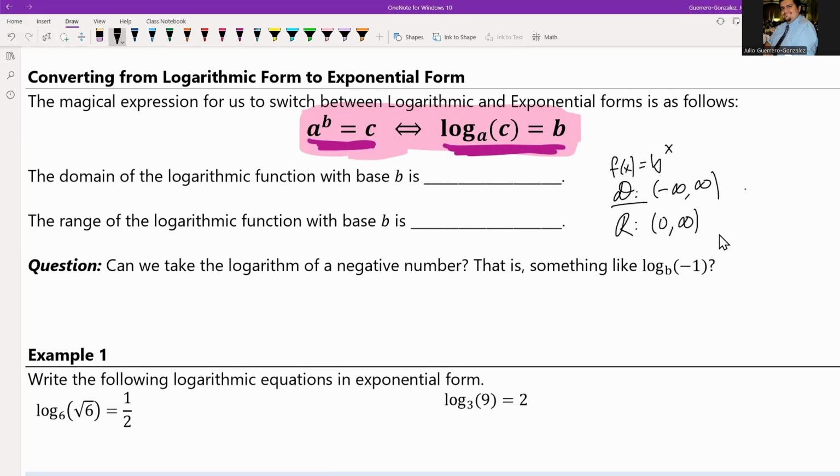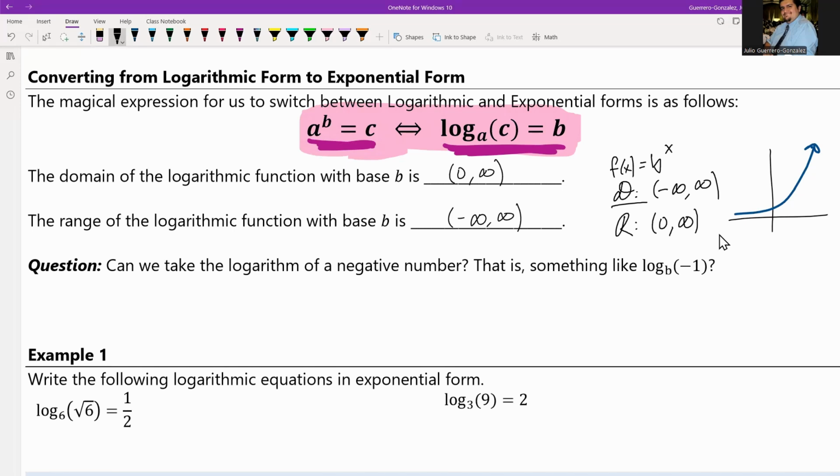Okay, if you recall, if you had an x and a y, the graph of b to the x is going to look something like that. That's how an exponential function looks, right? So going back to section 1.7, the domain for the logarithmic function is going to be 0 to infinity, okay? And then the range is going to be negative infinity to infinity. Okay, we're getting somewhere.